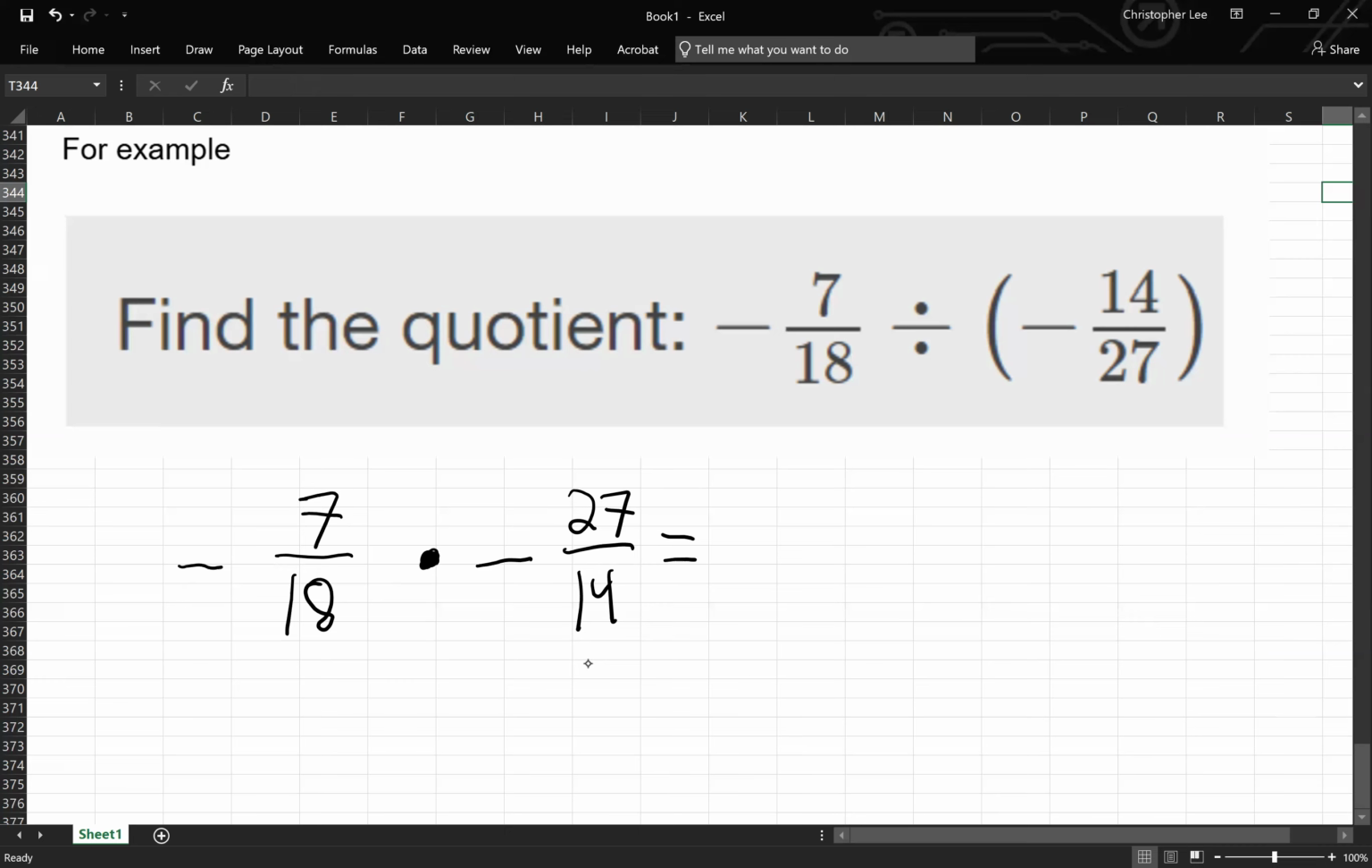Y'all gotta help me out with this now. A negative times a negative is what? Positive. Good. So then very simply, my answer is gonna be 7 times 27 over 18 times 14. I'm not gonna lie to you, I don't really feel like reducing this.